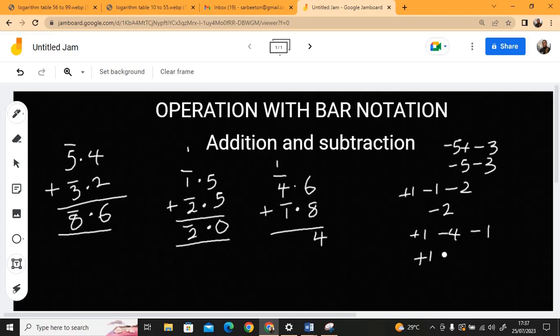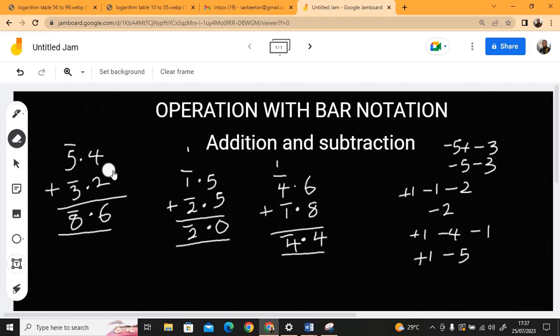That is +1 -5. Now you are owing 5 naira, but you have 1 naira in your pocket. If you pay, you are still owing what? You are still owing 4 naira. Bar 4. So you put your decimal point here. So this is all about the addition part. So let's now move to subtraction.